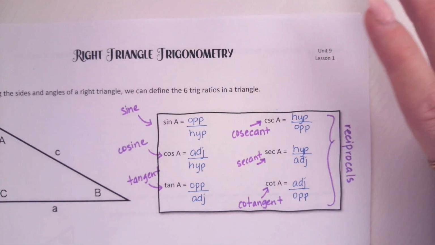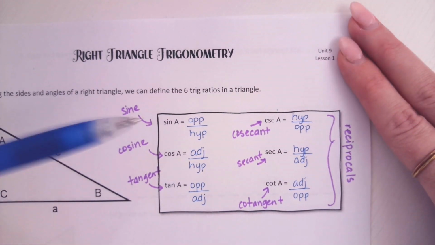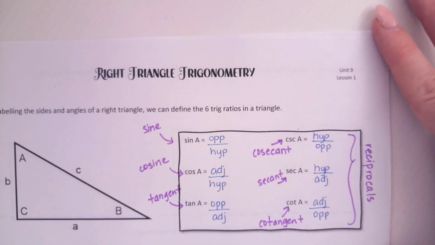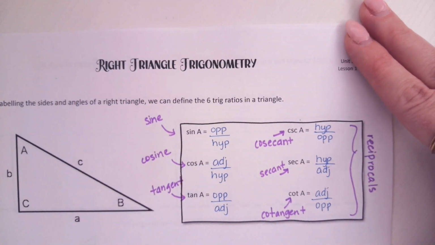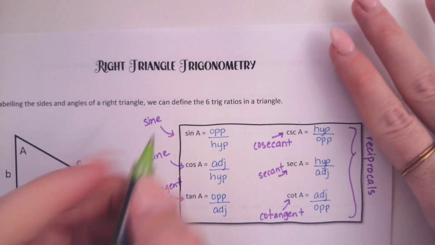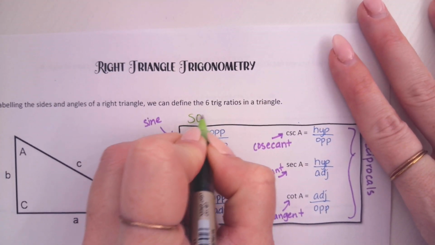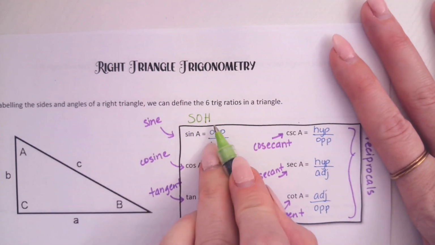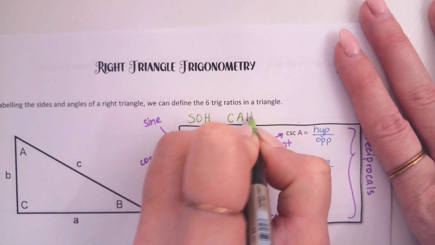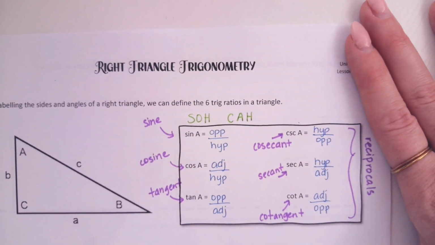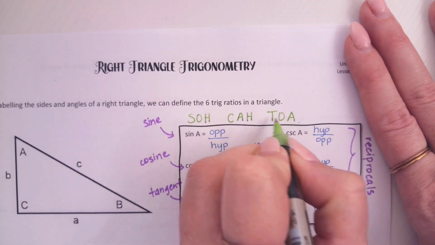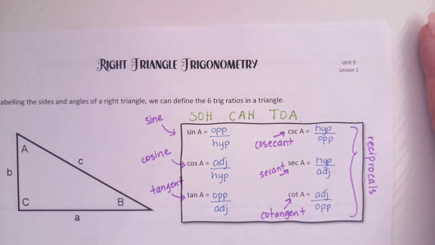Okay, and there is a little acronym that you might remember to remember the 3 basic ones. Anyone remember it? Okay, so it is SOH, which stands for sine is opposite over hypotenuse. CAH stands for cosine is adjacent over hypotenuse. And then TOA, tangent is opposite over adjacent.